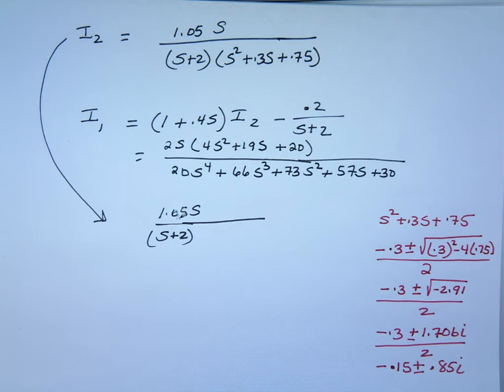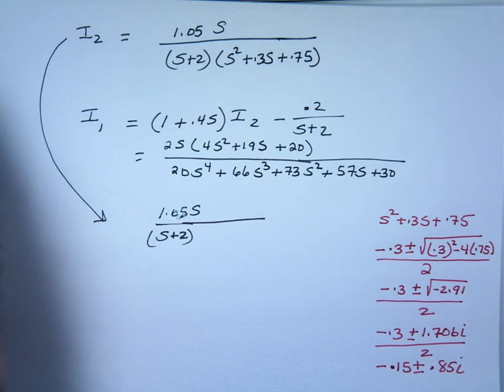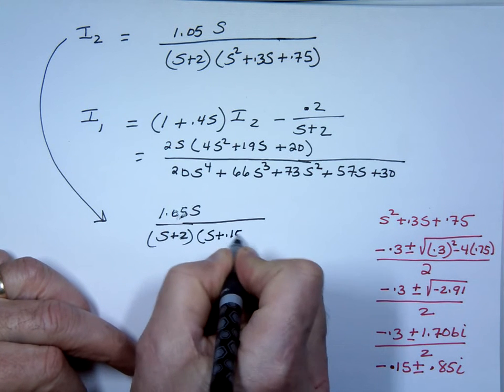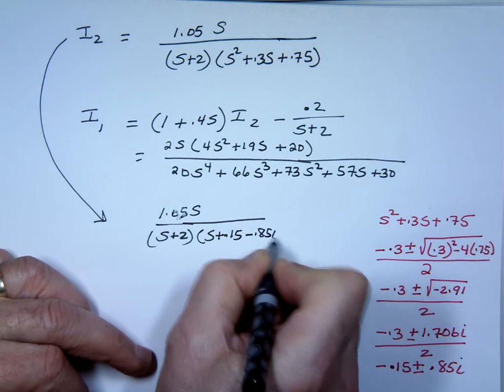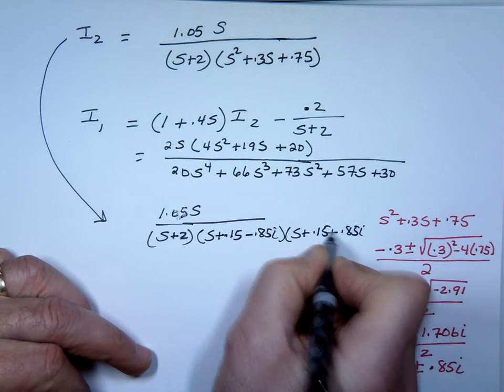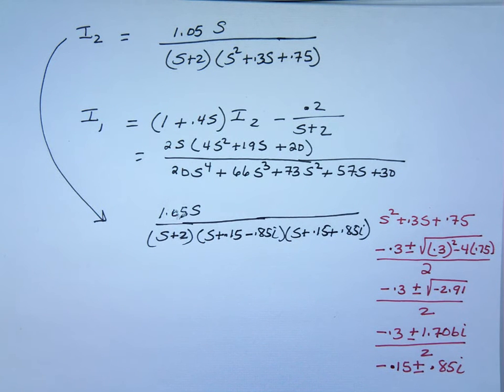So we can write that as S plus 0.15 minus 0.85i, S plus 0.15 plus 0.85i. If you look at the notes from last class, you have complex roots, and it says if you have complex roots... I know I have it written there somewhere. Let me get my notes in that room. I hate being in this room.